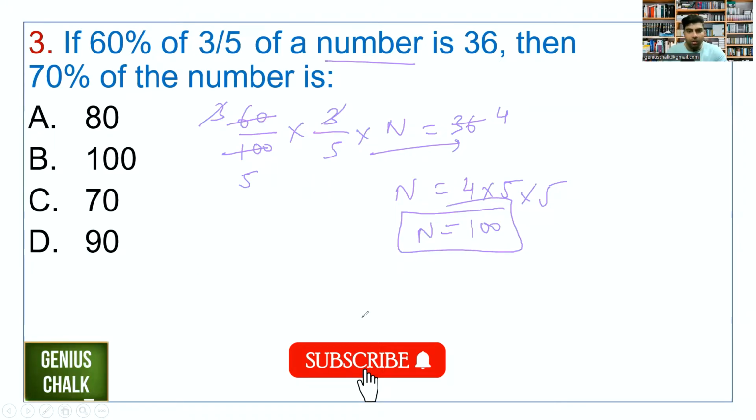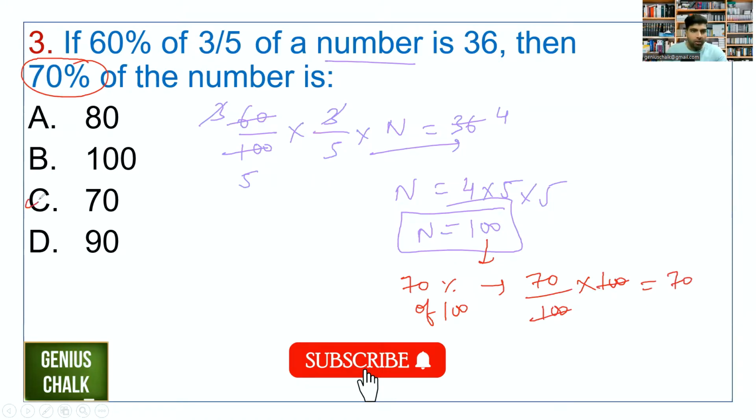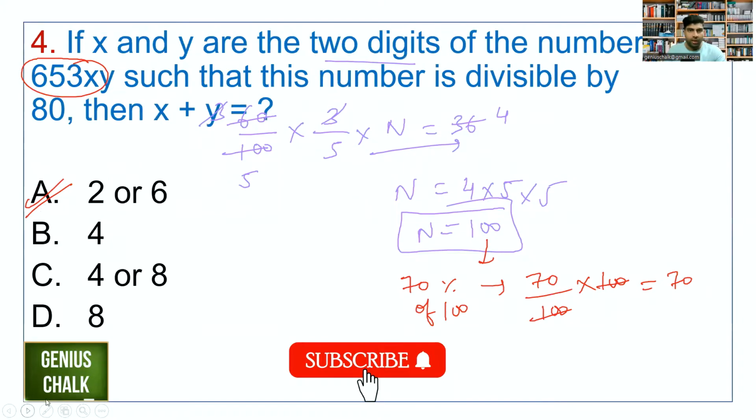So what is asked now? Read what is asked. It is saying the 70% of a number. So if I have got a number as 100, what is 70%? I have just discussed this. 70% means 70 by 100 of 100, because here we are finding 70% of 100. So that has to be 70. And this is my third option, right? So this is the approach of this question.